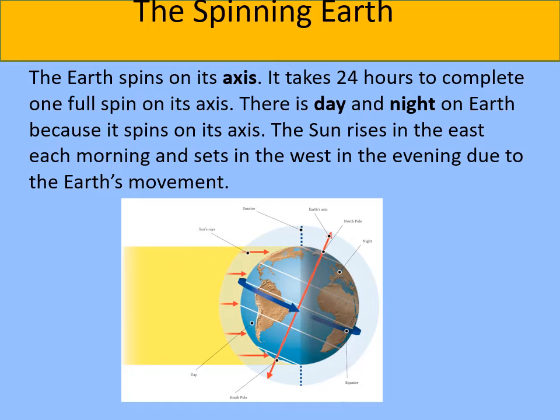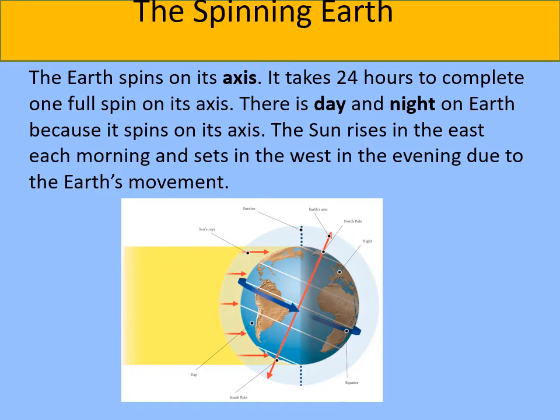So now the Earth, it isn't just orbiting or revolving around the sun. It is also spinning or rotating on its own axis. Now the axis is an imaginary line that runs through the center of the Earth from the North Pole to the South Pole. And this rotation is taking place from west to east. Now it takes 24 hours or 1 day for the Earth to complete one entire rotation or one entire spin.